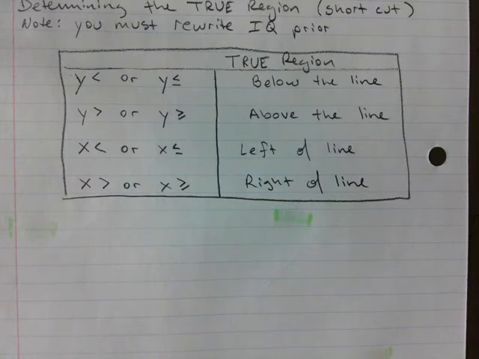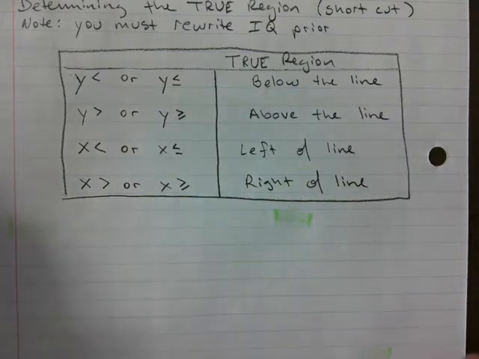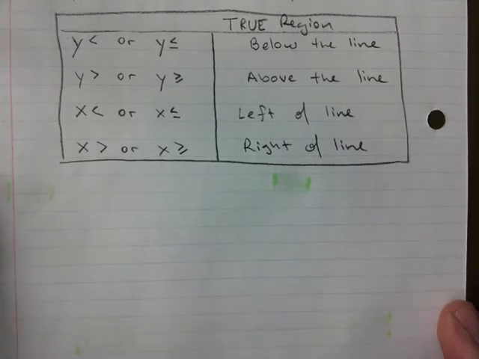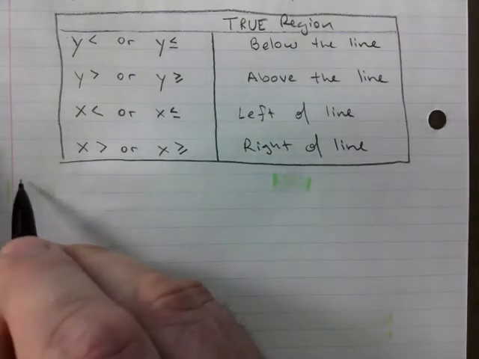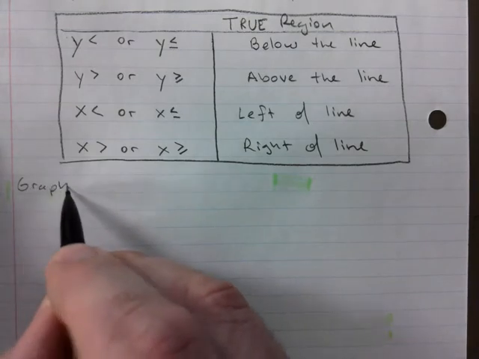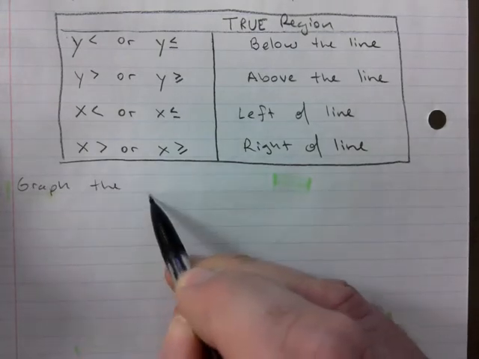If you have this on your study sheet, you can always go back and don't have to guess, because if you have to guess, your whole graph could be off. If you get this wrong, you shade the completely wrong pane of the graph, and that would be a pain to correct, right? So you don't want to do that. So let's graph one of these, shall we? Graph the following.